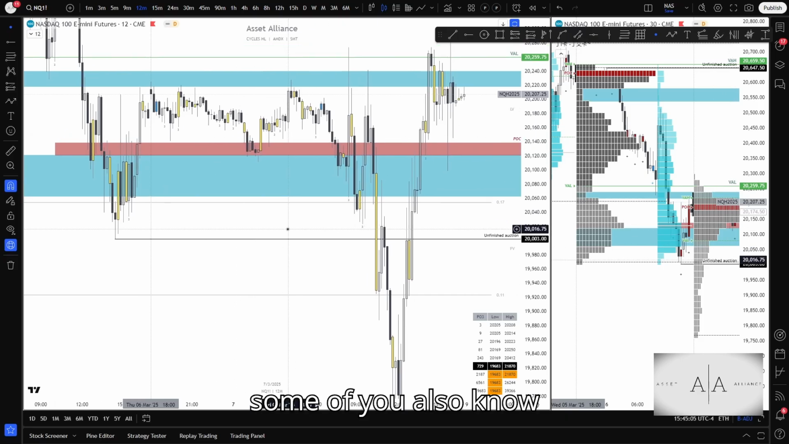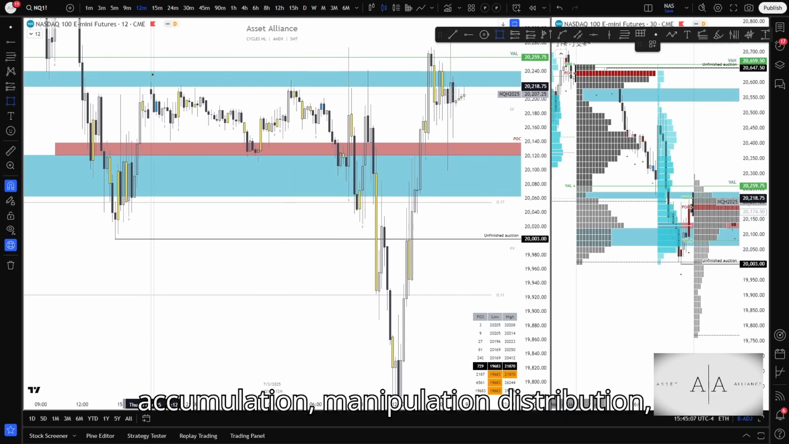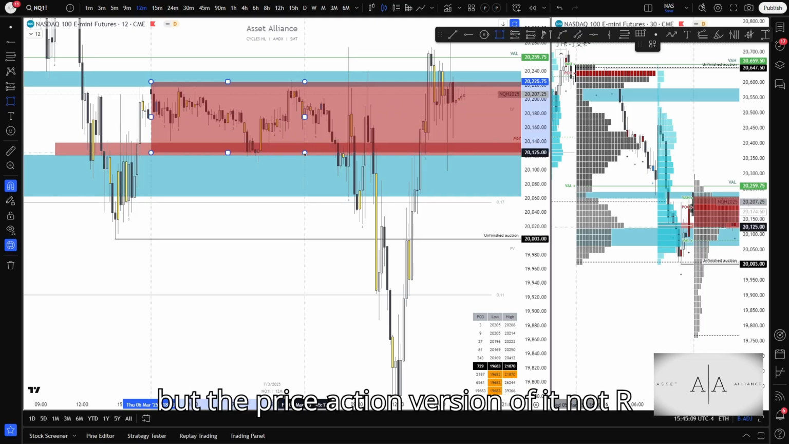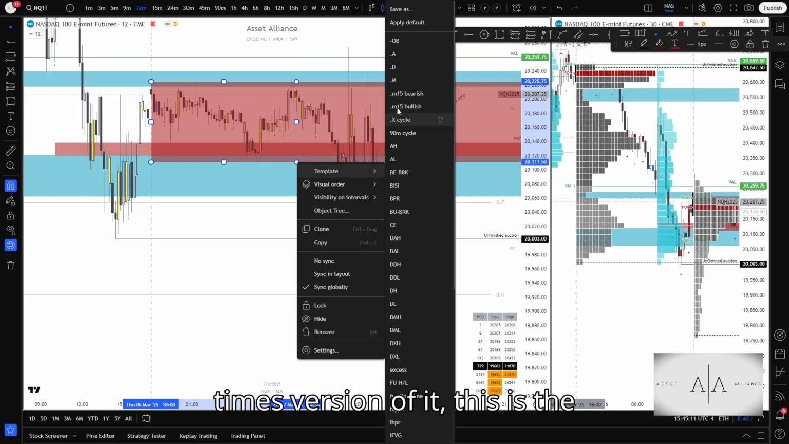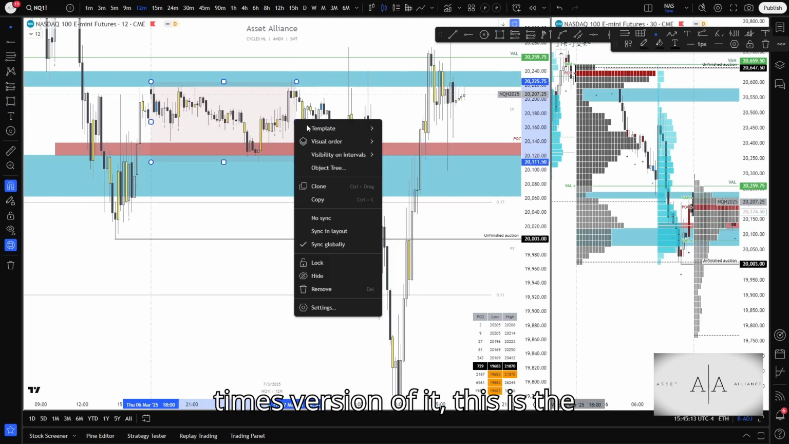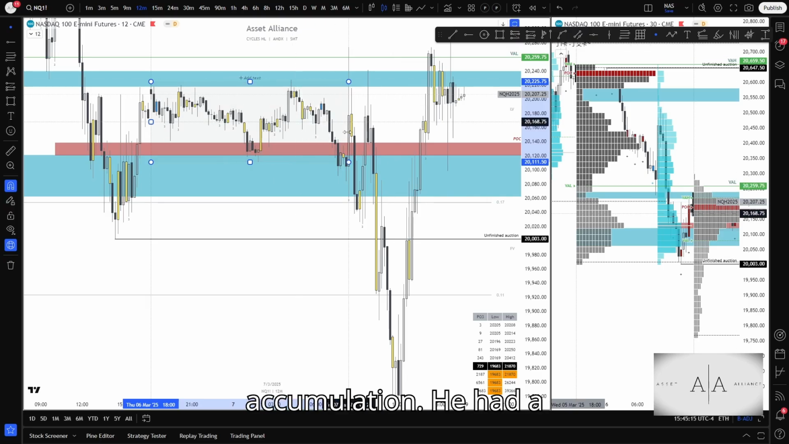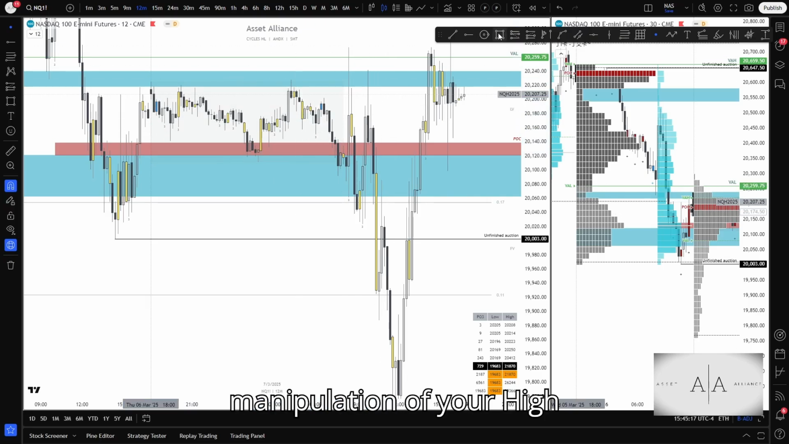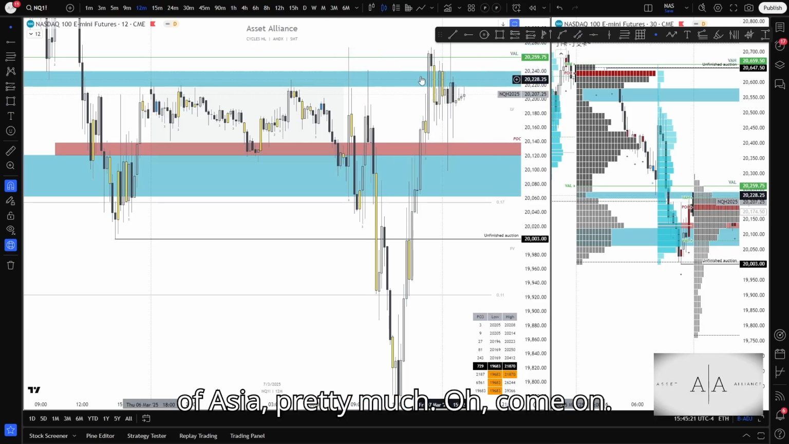Some of you also know accumulation, manipulation, distribution, but the price action version of it, not our timed version of it. This is the accumulation. You had a manipulation of your high of Asia pretty much.